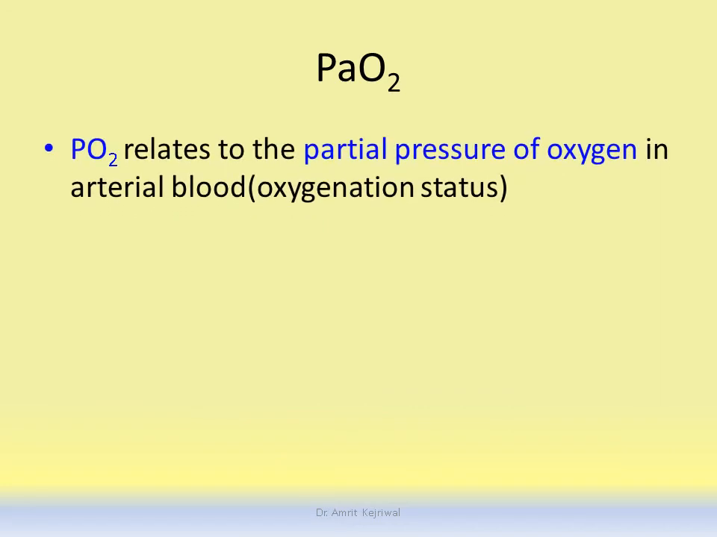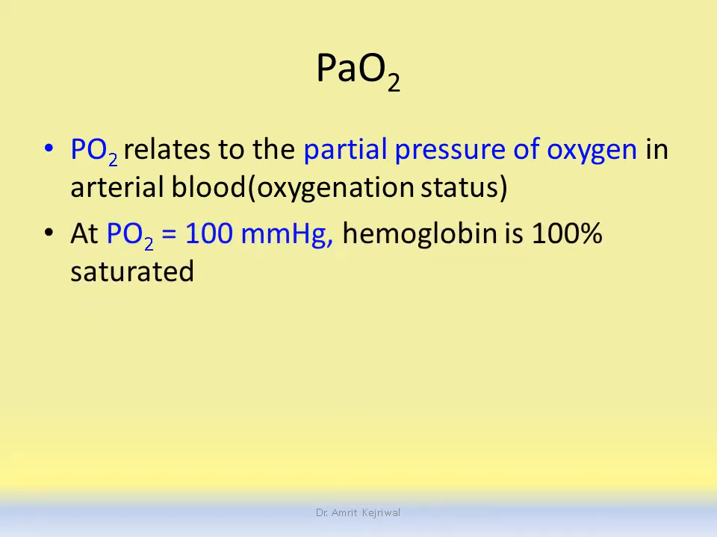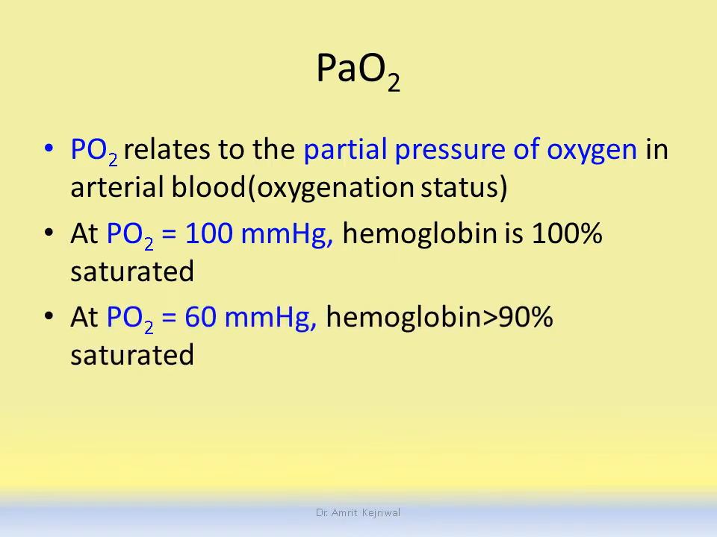PO2 relates to the partial pressure of oxygen in arterial blood, oxygenation status. At a PO2 of 100 mmHg, hemoglobin is 100% saturated. At a PO2 of 60 mmHg, hemoglobin is greater than 90% saturated.